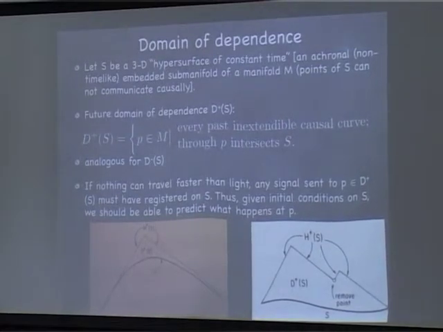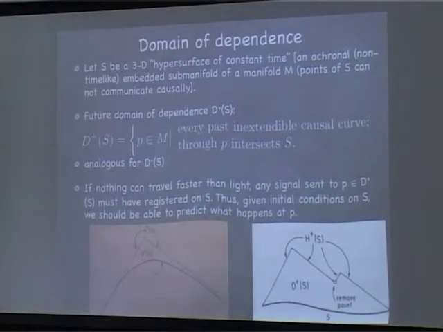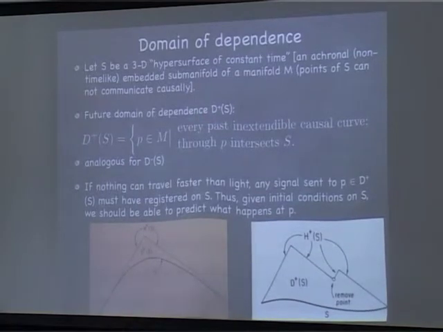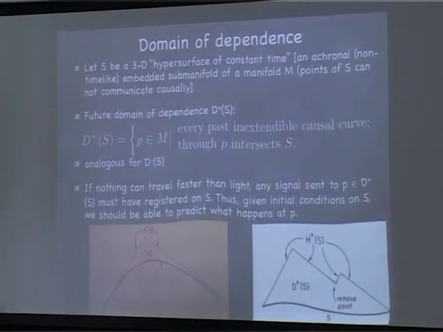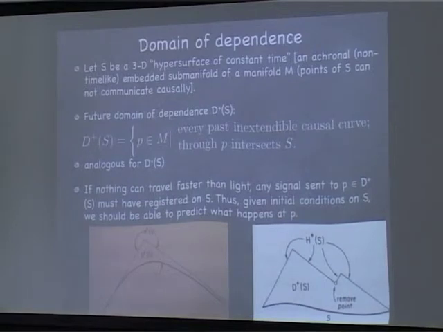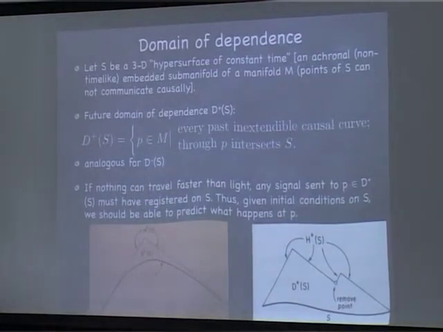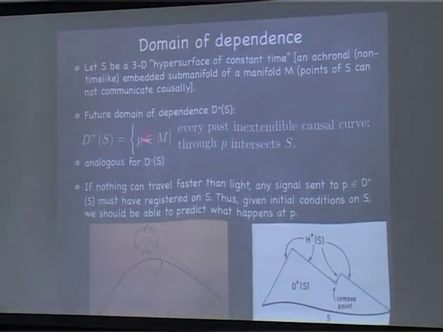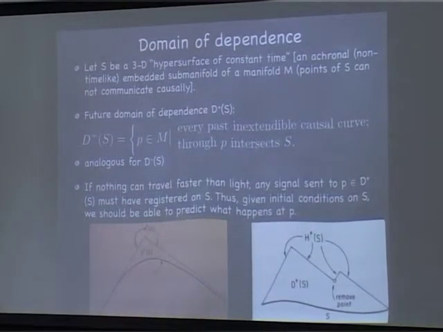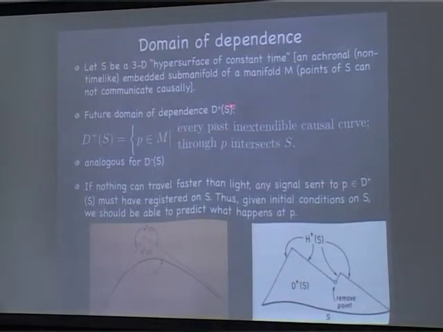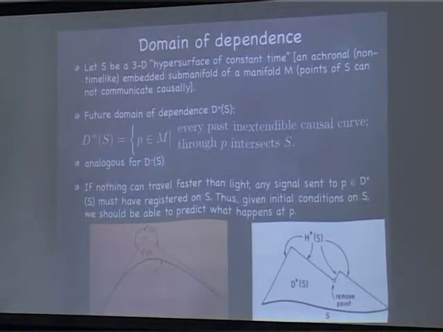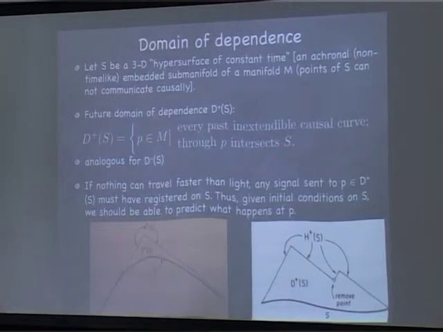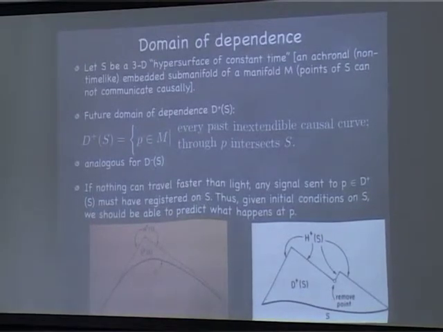And then we can make this definition, the future domain of dependence, D plus of S. We will have an analogous definition for the past domain of dependence. So the future domain of dependence will now go to the future. We can also do the same thing into the past. And this is the set of all points P in the manifold such that every past inextendable causal curve through this point P intersects S. Right? What does it mean?